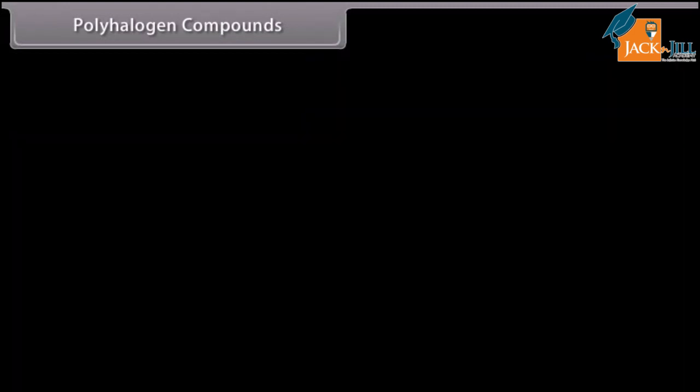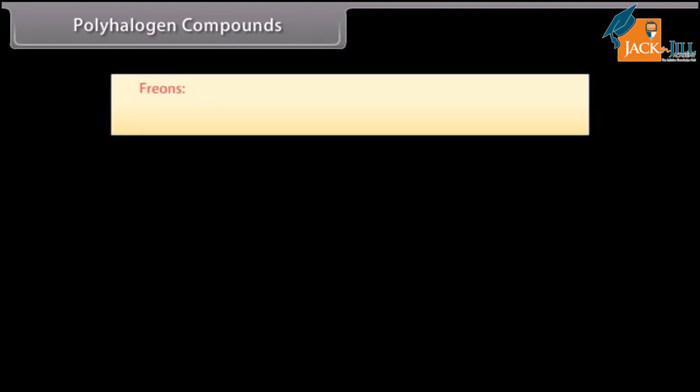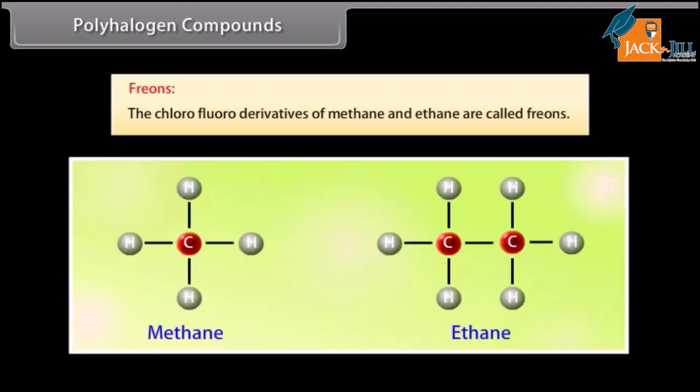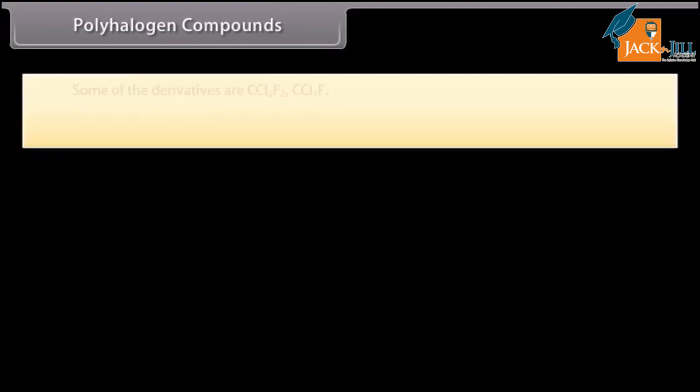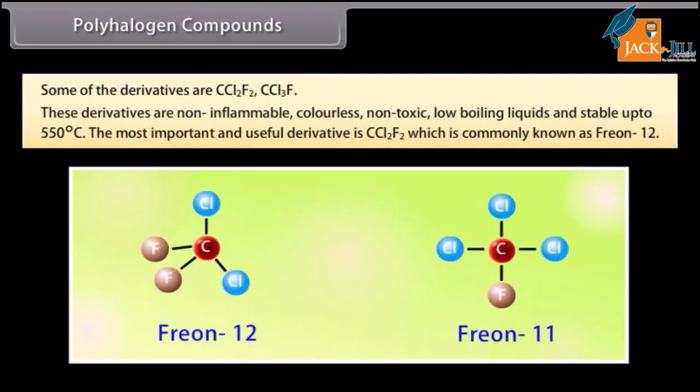Polyhalogen compounds. Freons. The chlorofluoroderivatives of methane and ethane are called freons. Some of the derivatives are CCl2F2, CCl3F. These derivatives are non-inflammable, colorless, non-toxic, low boiling liquids and stable up to 550 degrees Celsius.